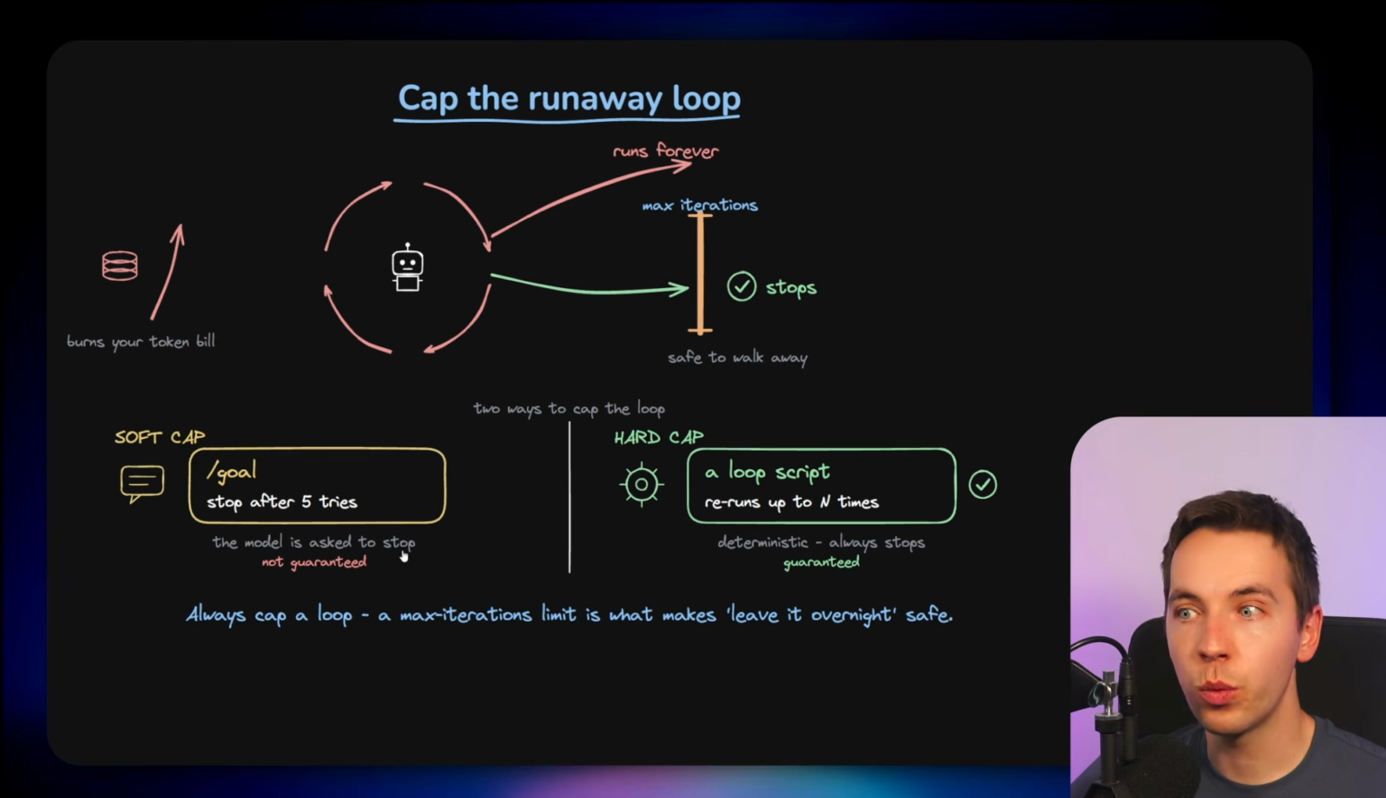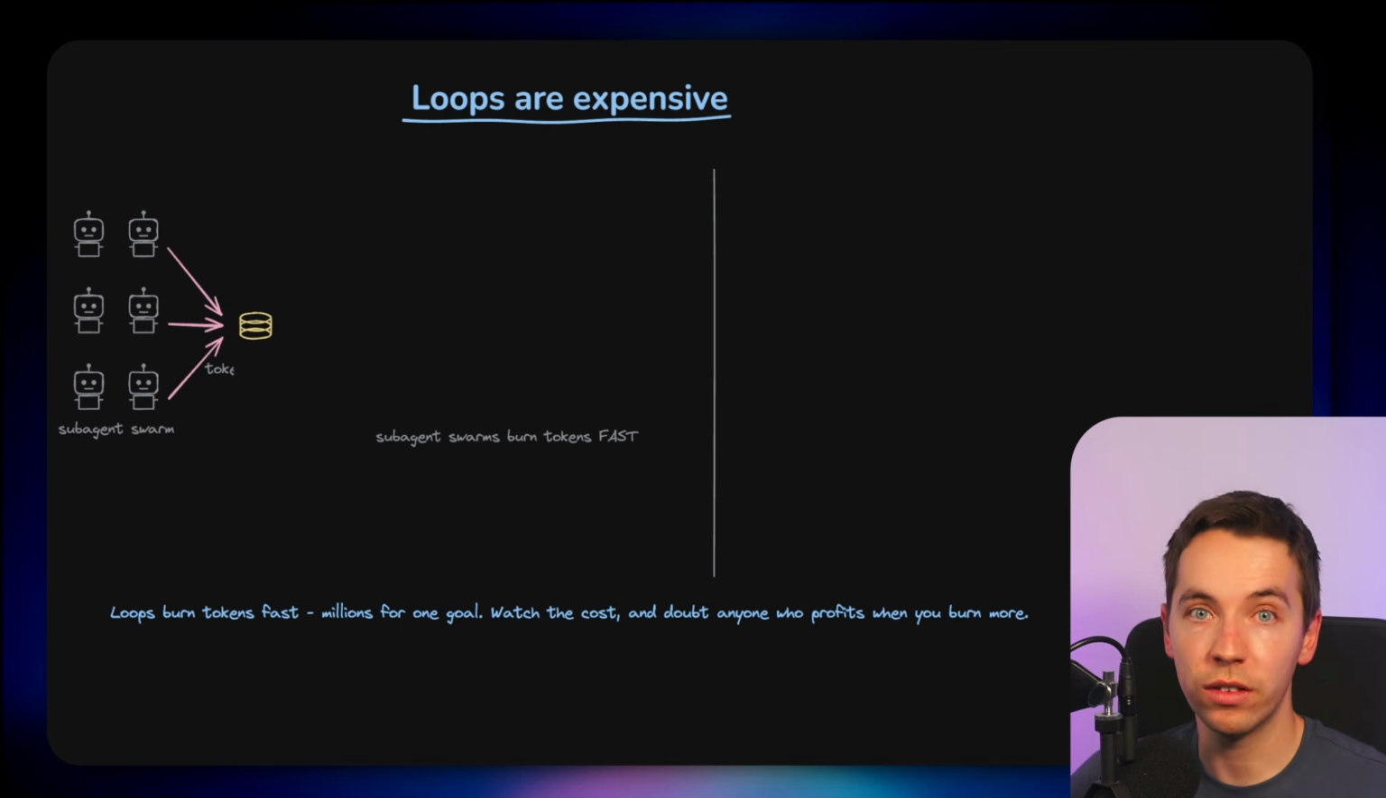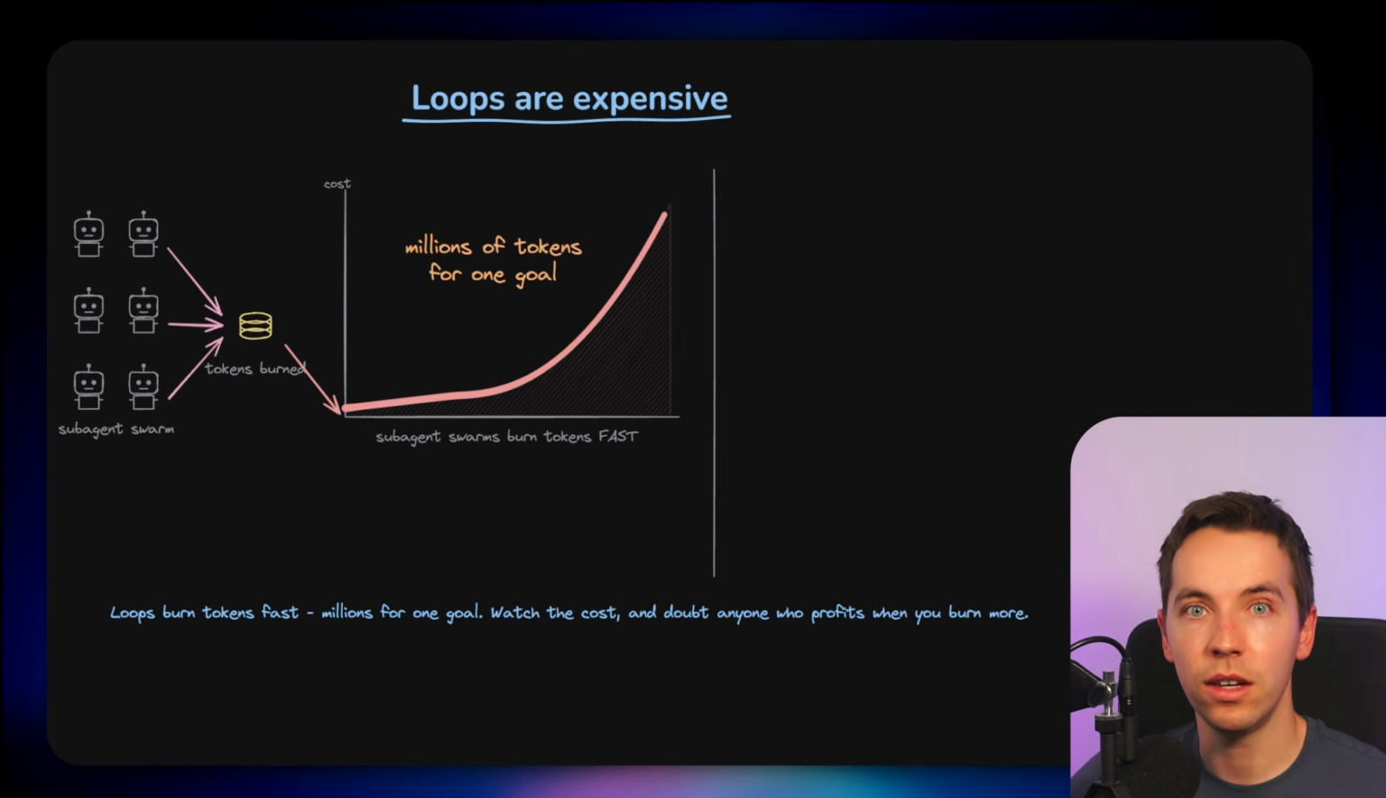You can just ask it to stop after 5 tries, but it's not necessarily guaranteed. It generally works well, but it's not quite as deterministic as a loop script, such as a Ralph Wiggum script, which is just a simple loop in code which would deterministically stop after a certain number of attempts. And your token bill is definitely worth thinking about here, because the cost is the part that often is getting glossed over at the moment.